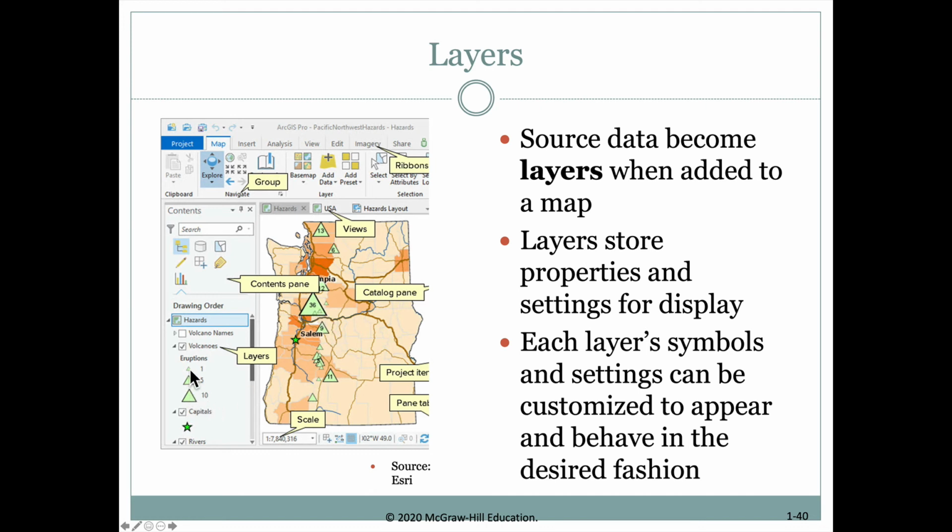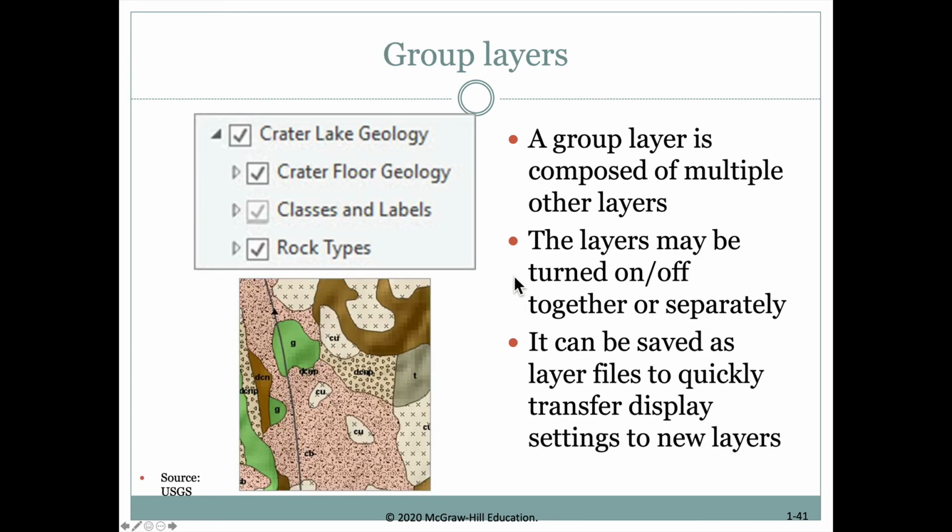So we can see by the size of this, the ones that have erupted more often are bigger and have a darker outline around them, and the ones that have only erupted a few times are smaller and have a lighter outline around them. And we can stylize those different layers here, but they're all stored together. In this case, we're using the drawing order to show them because we've clicked on this in the contents pane.